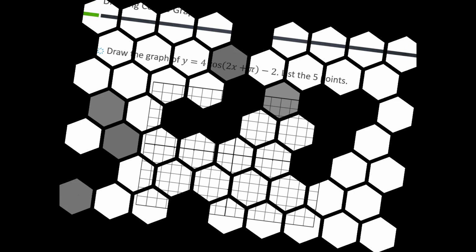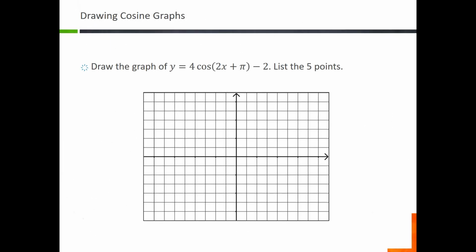All right, let's try another one with cosine this time. So we have y equals 4 cosine of the quantity 2x plus pi, and then minus 2. Right now, the way that this is written, since there are no inner parentheses, this is the A, B, C, and D format, which I would prefer to factor.